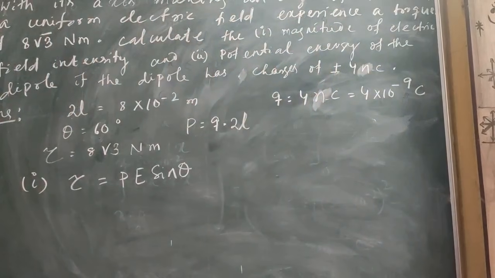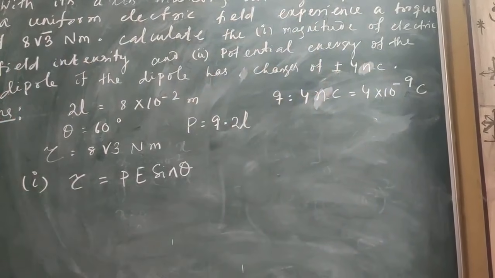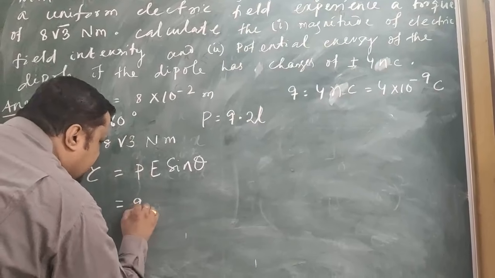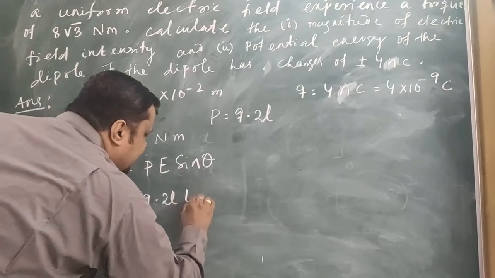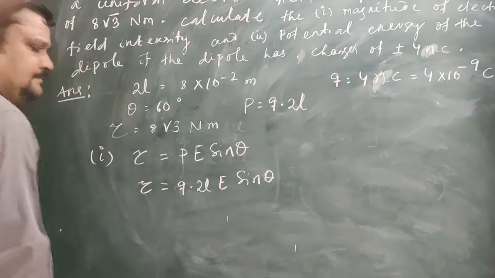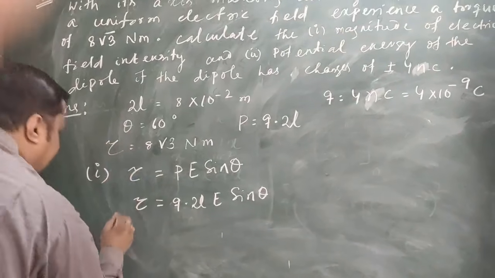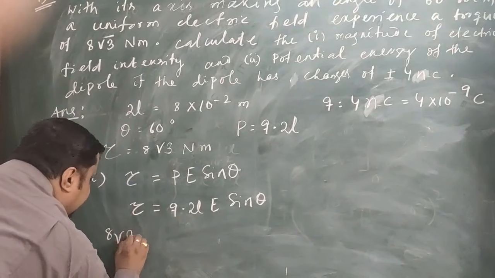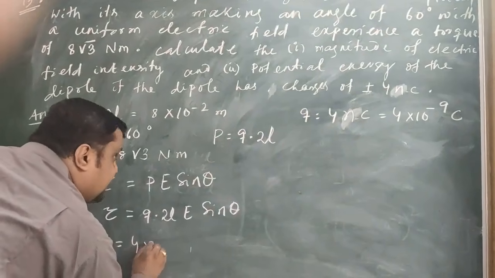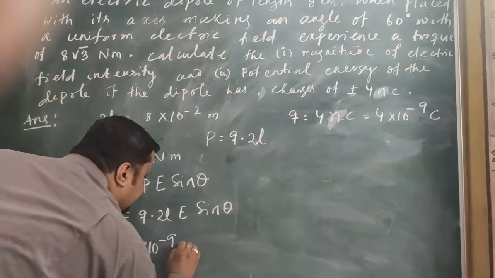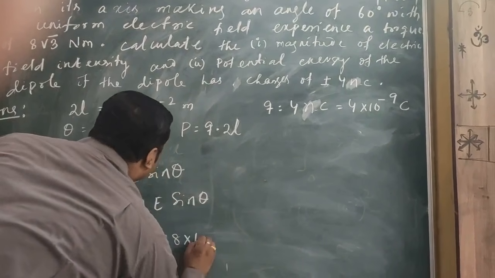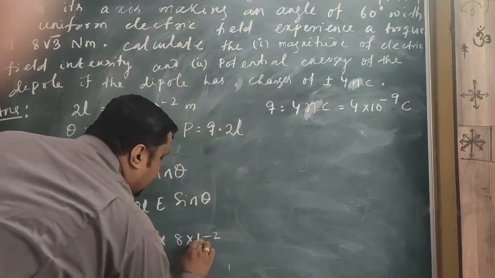q is given. So tau is equal to P E sin theta. Now put here: this is equal to q into 2l into E sin theta. Put this tau, 8√3 is equal to q, which is 4 into 10 to the power minus 9, and 2l is 8 into 10 to the power minus 2 meter. See, all are in the same unit.